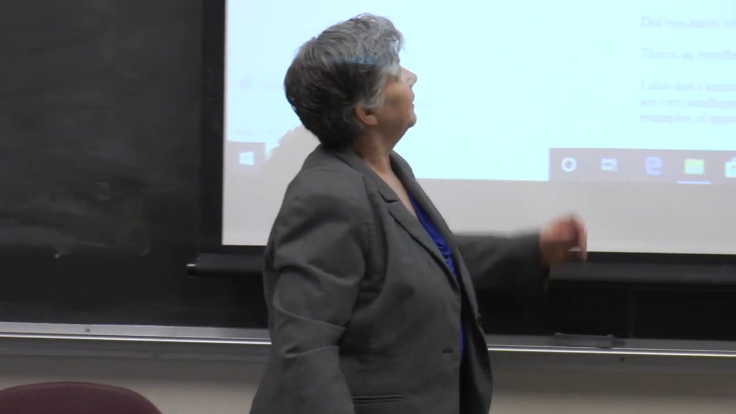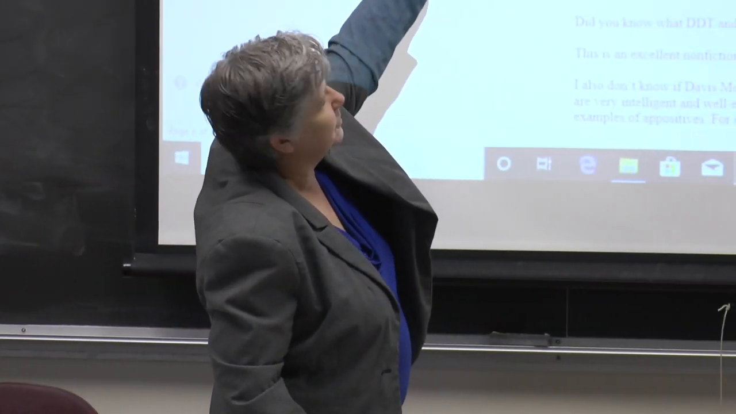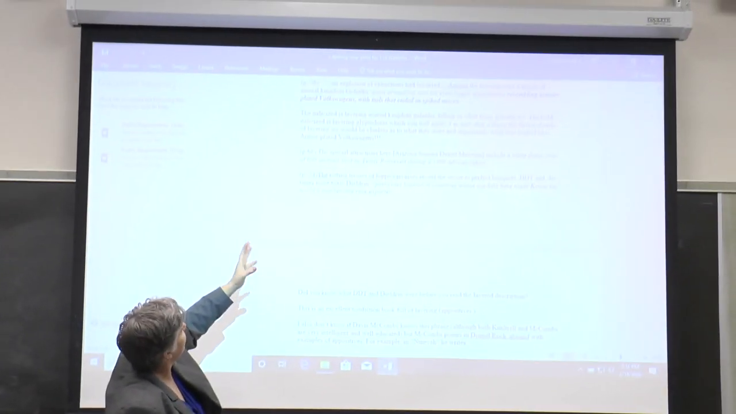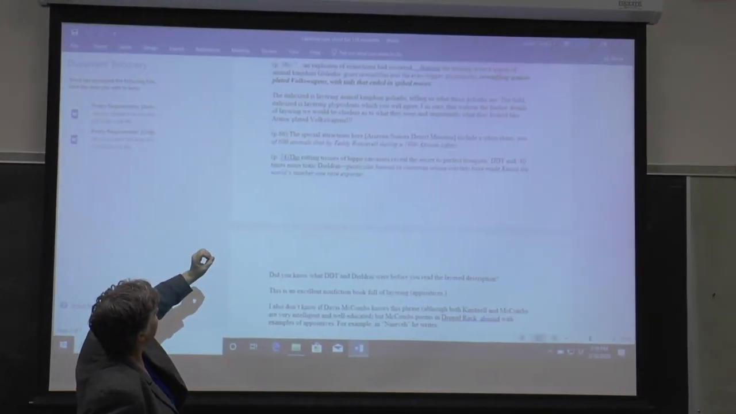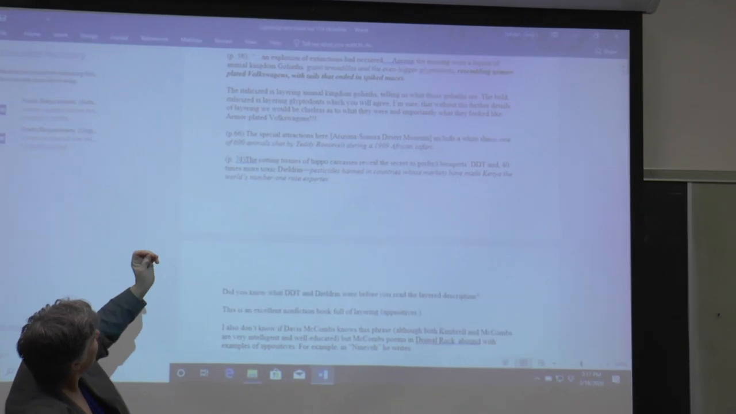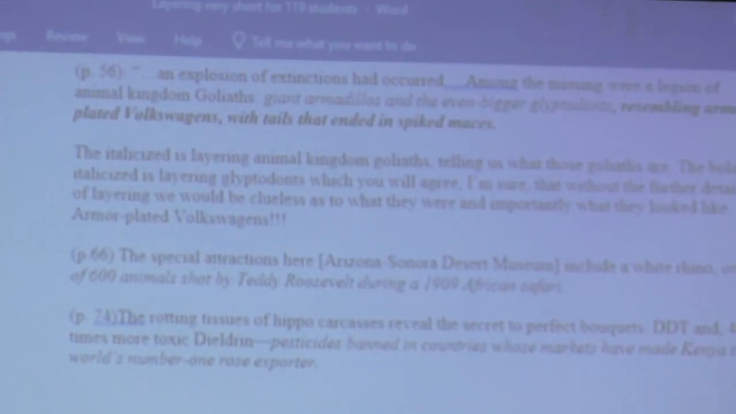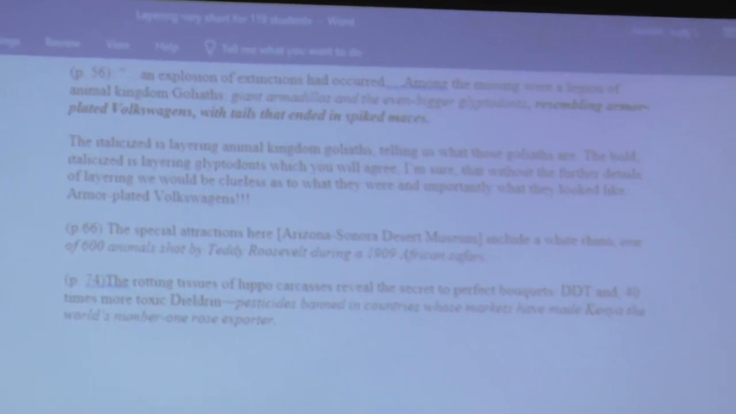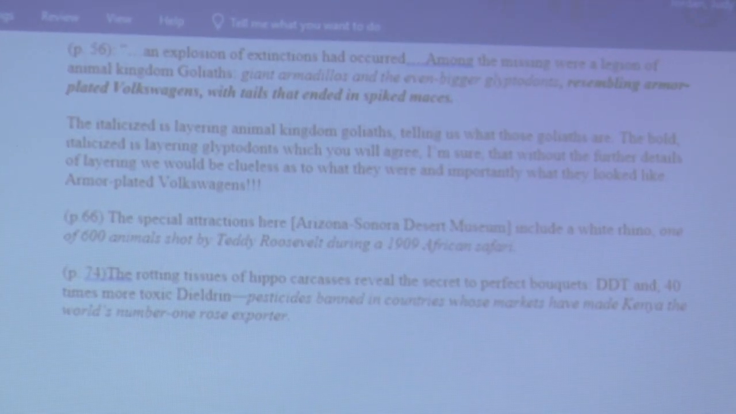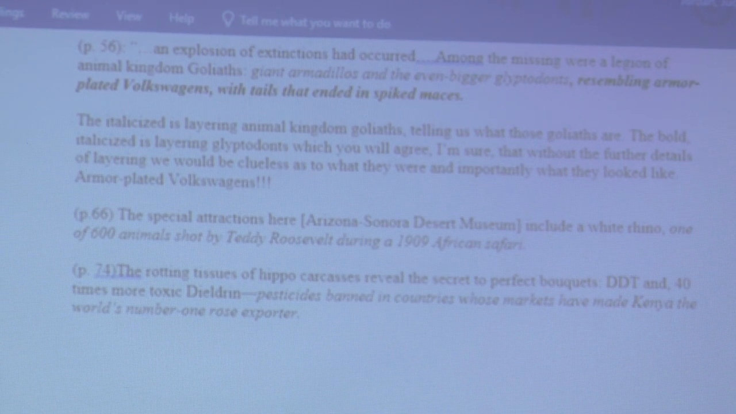But it goes back into history. So it talks about in America, 10,000 years ago, an explosion of extinctions had occurred. Among the missing were a legion of animal kingdom Goliaths. Okay, so what's an animal kingdom Goliath? Instead of saying, among the missing were giant armadillos and even bigger glyptodonts of Goliaths, that doesn't even sound good. It doesn't even make sense, really, grammatically. But animal kingdom Goliaths layered giant armadillos and the even bigger glyptodonts.